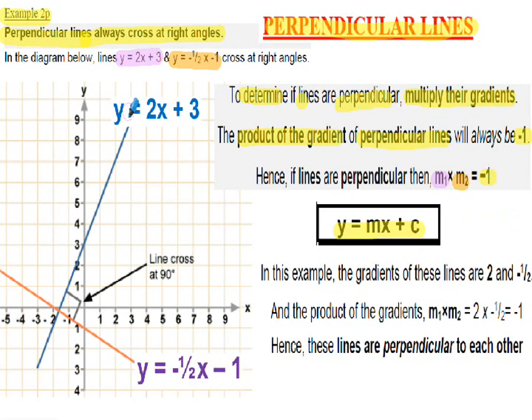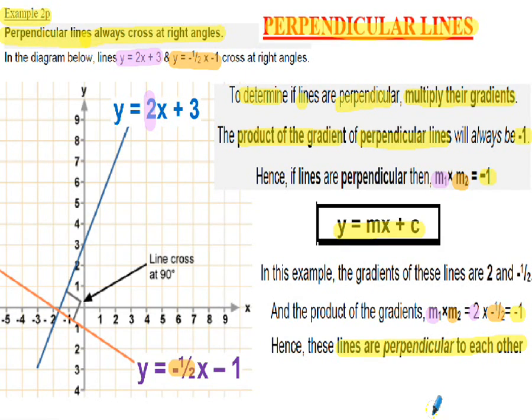So in this particular case, the first line has the equation y equals 2x plus 3, so the m1 is equal to 2, and the second line has the equation y equals mx plus c, where the m is negative a half. So multiplying the m1, 2, by the m2, which is negative a half, produces the value of negative 1. And we can clearly see from the diagram the lines are perpendicular to each other.